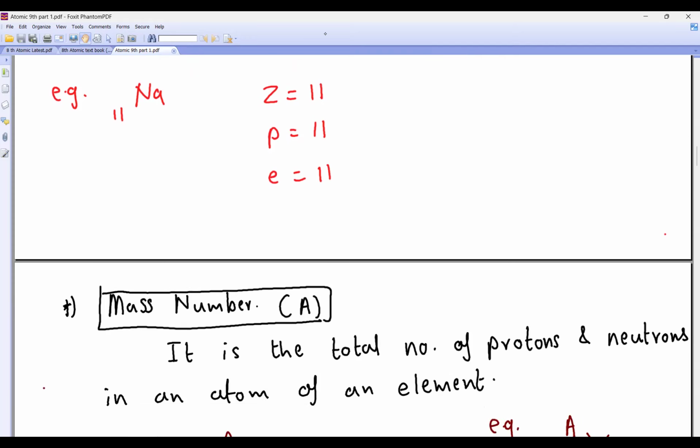It is the total number of protons and neutrons in an atom of an element. Clear?